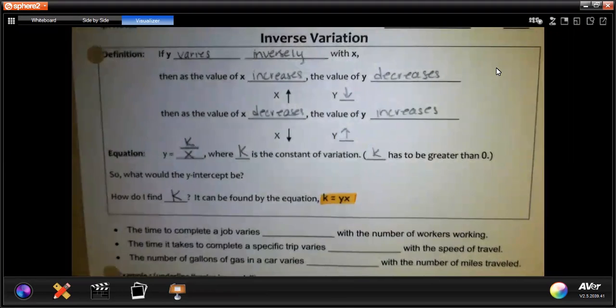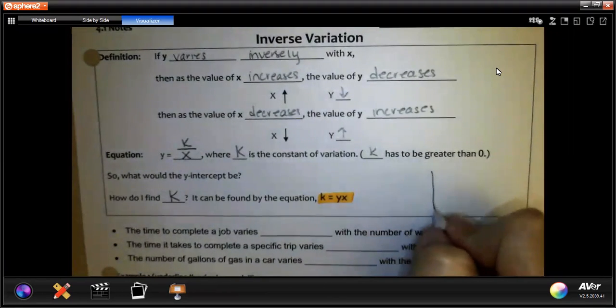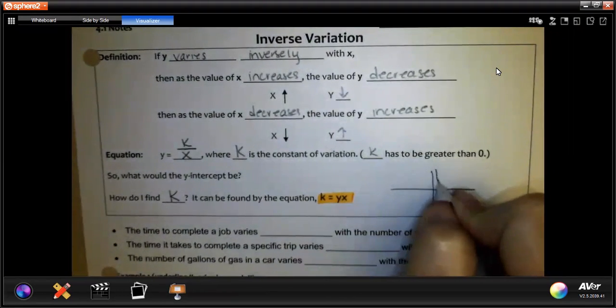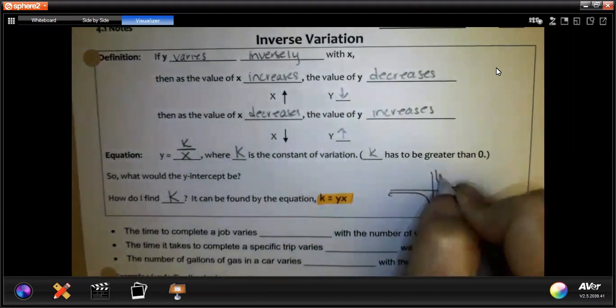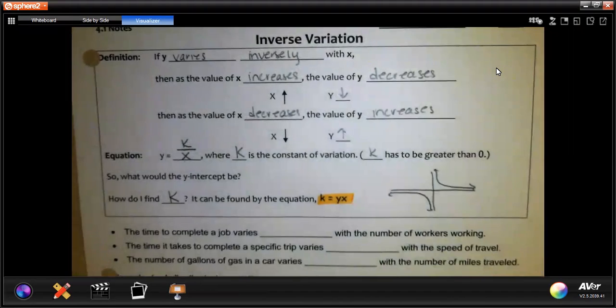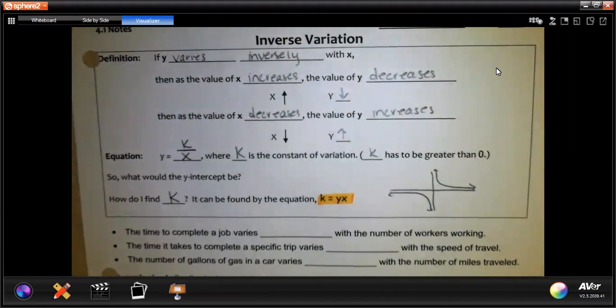If you think about this graph, it's going to look like this. It's got two pieces, one piece in the first quadrant, one piece in the third quadrant. That is our rational equation, the one that has the two pieces. So this is the most basic of rational equations, and that's the unit that we're starting now, the rational. So we wanted to start with this basic one here of inverse variation.